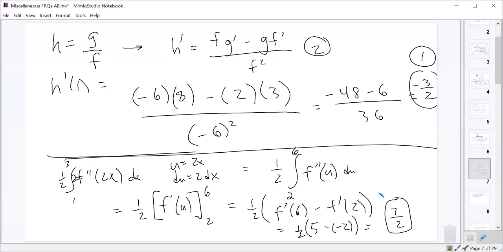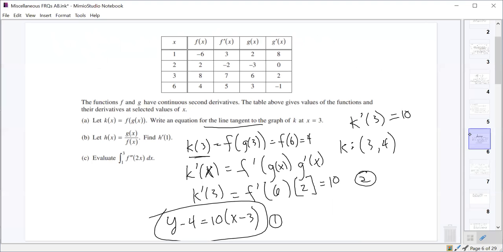Looks like that was worth 3 points. 2 points for having the correct antiderivative here, 1 point for the correct answer. Yeah. Sure. Good. Yep. Anybody else? Any other questions on that one?